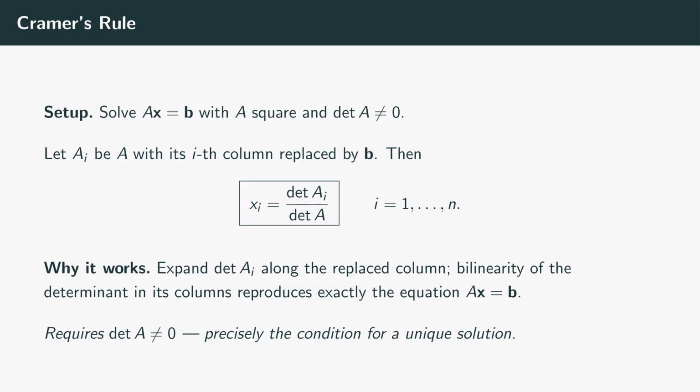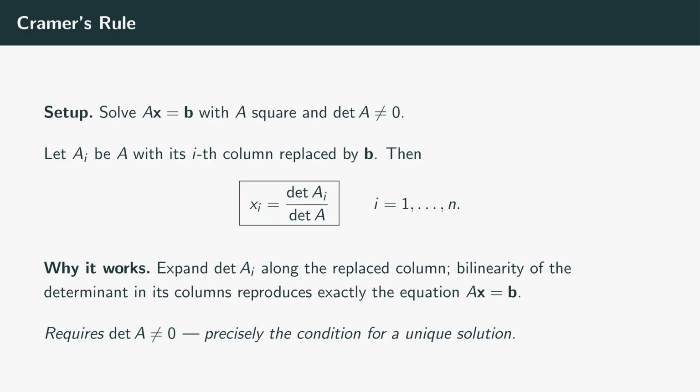Here is the first payoff, Cramer's rule. Suppose you want to solve a square system, A times x equals b, where the coefficient matrix A is invertible, meaning its determinant is not 0. Cramer's rule writes each unknown as a ratio of two determinants. To find the ith unknown, take the matrix A, throw away its ith column, and slot the right-hand side vector b into that column instead. Call the result A sub i, then x sub i equals the determinant of A sub i divided by the determinant of A. One determinant in the numerator, the original determinant in the denominator, repeated for each unknown.